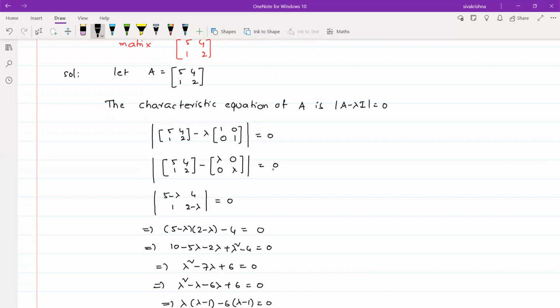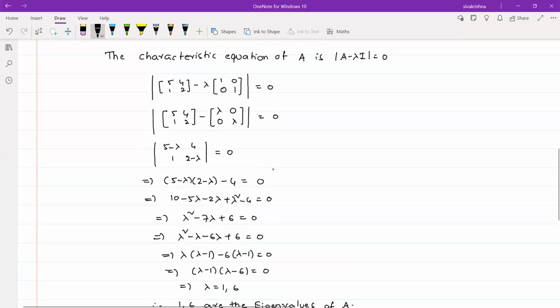And in that formula, I have substituted all the values, that is A and I. I is nothing but the identity matrix. So after substituting all the values and simplifying, we get a 2 by 2 determinant, 5 minus lambda, 4, 1, 2 minus lambda is equal to 0. Since this is a 2 by 2 matrix, we can expand the determinant as AD minus BC. So I have expanded it as AD minus BC.